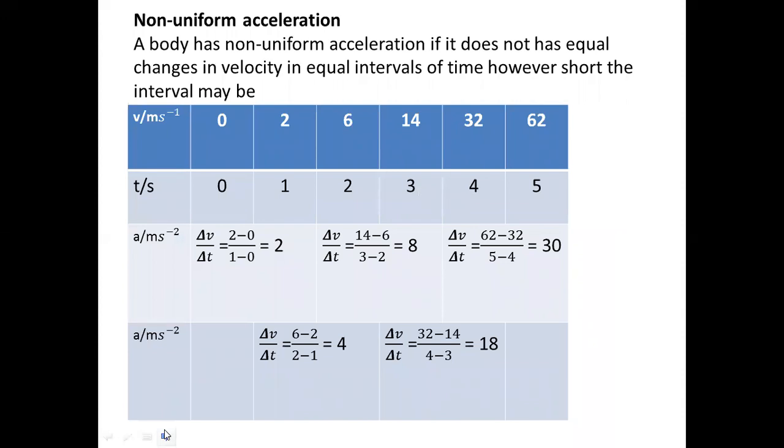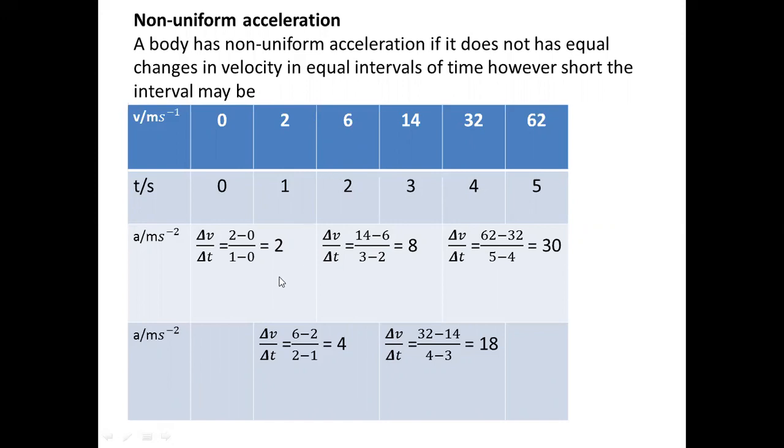Next is non-uniform acceleration. A body is said to have non-uniform acceleration if it does not have equal change in velocity in equal intervals of time. That is, the velocity is not changing equally. Over here we can see that from 0 to 2 the change in velocity is 2, from 2 to 6 the change in velocity is 4, from 6 to 14 the change in velocity is 8, from 14 to 32 the change in velocity is 18, and from 32 to 62 the change in velocity is 30. So the velocity is not changing by equal amount, therefore its acceleration is non-uniform.